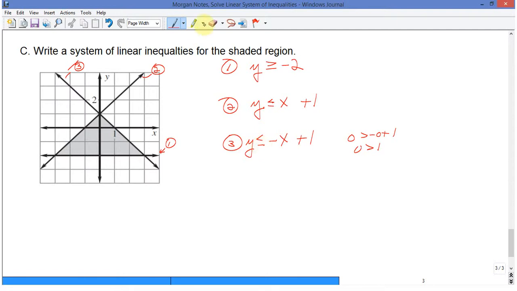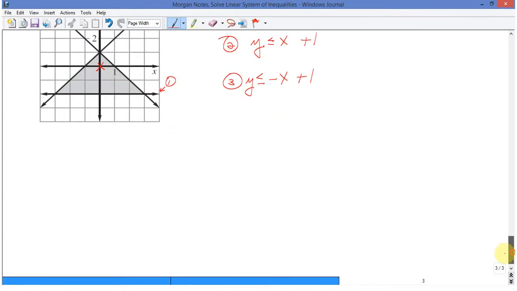Let's test that just to make sure it's true. So if I plug in (0, 0), which I know is a point, because (0, 0) right there is part of the solution, 0 is less than 1. That's true. So that's how I would write the system of inequalities that produce that. That's it.